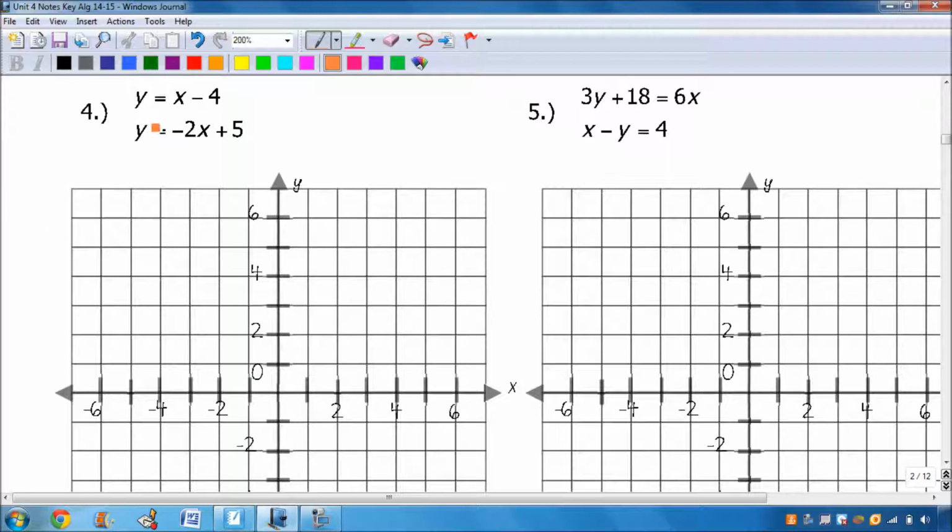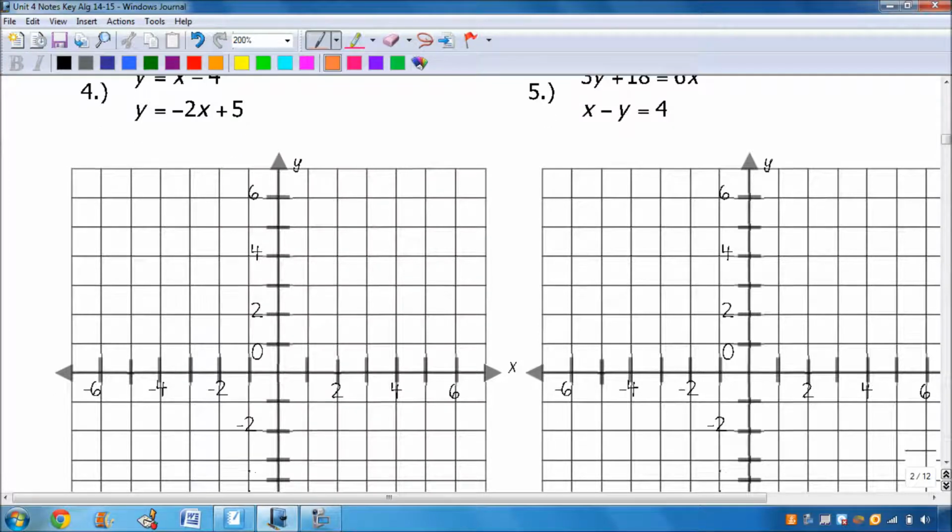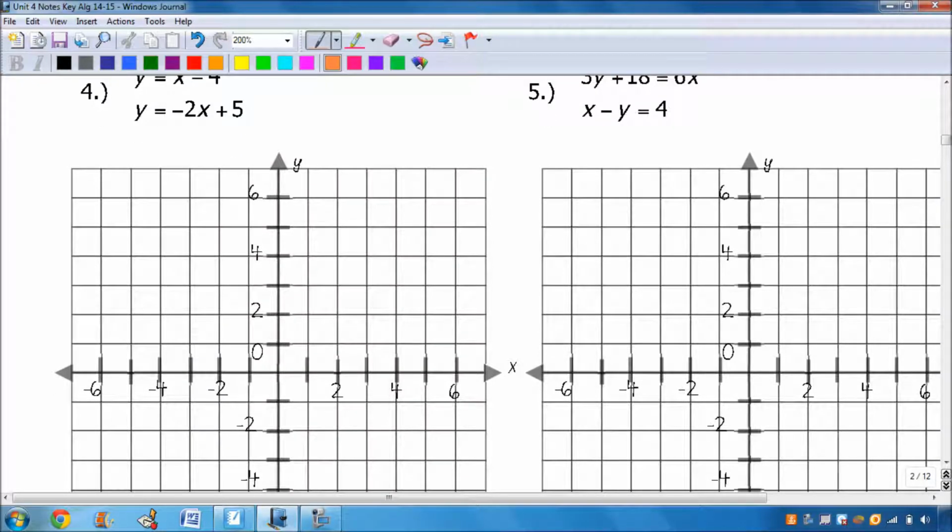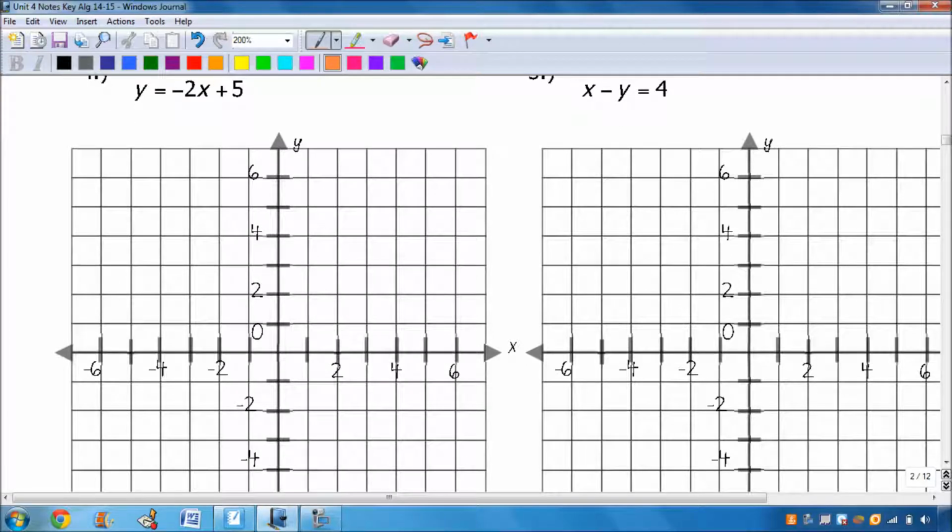In question number 4, the y is isolated in both equations, so I'm good to go for these graphs. I can just graph them out. So the first graph is y equals x minus 4. All I have to do is start right at negative 4, okay? And then I would go up 1 over 1, up 1 over 1, okay?